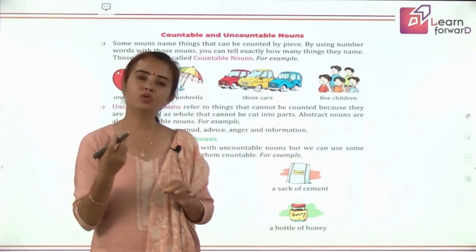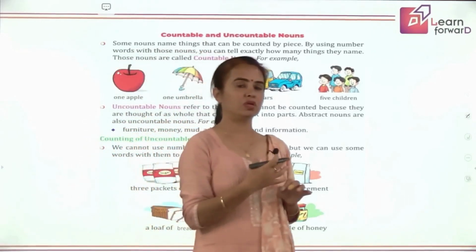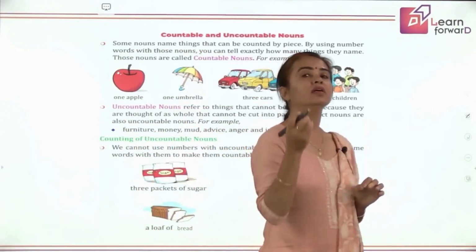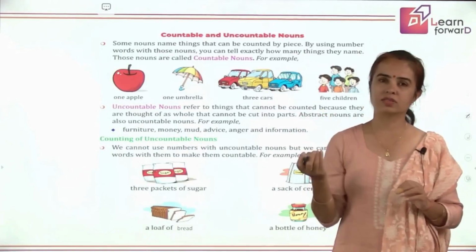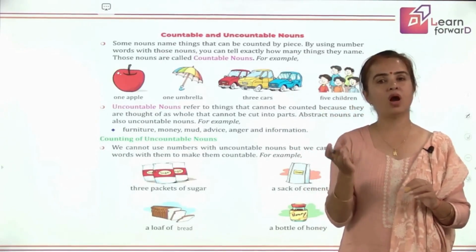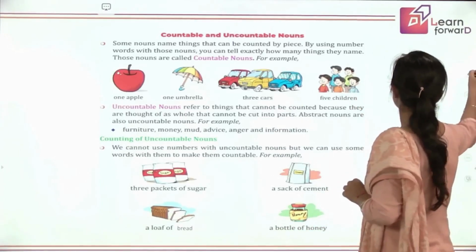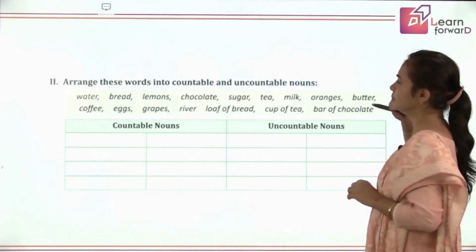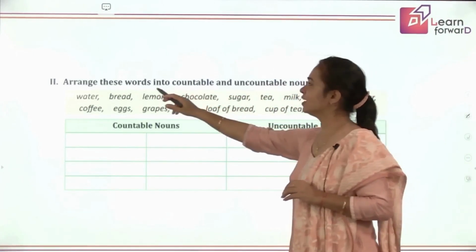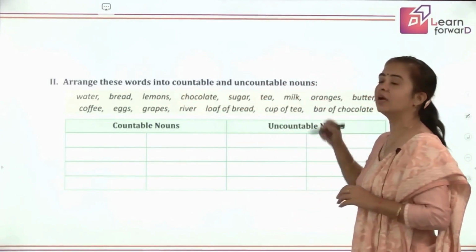You say kilos of sugar. You say packets of sugar. You say sacks of sugar. But nowhere you use sugars. So, the uncountable nouns do not have any singular or plural form like the countable nouns. So, here's an exercise. Arrange these words into countable and uncountable nouns.